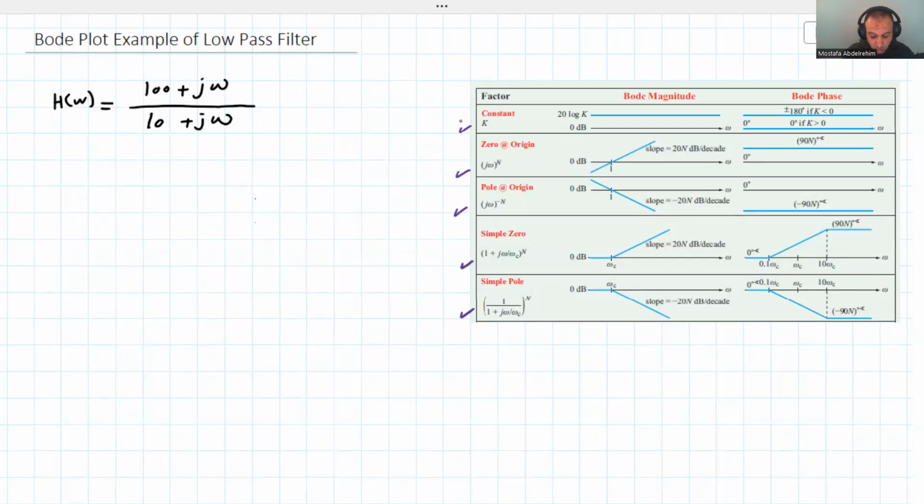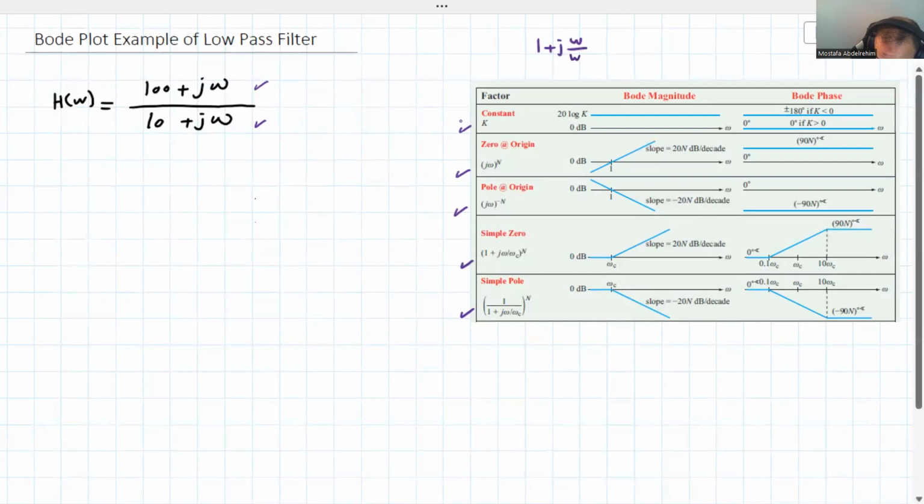What we have here is not 1 plus something. It is 100 plus j omega in the numerator, and 10 plus j omega in the denominator. So we don't have a constant by itself, like K, or j omega by itself, or 1 plus j omega over omega c. So we first want to transform them into what's called a standard form, so we can draw them using Bode plots. We know how to deal with 1 plus j omega over omega c. So that's what we're going to do.